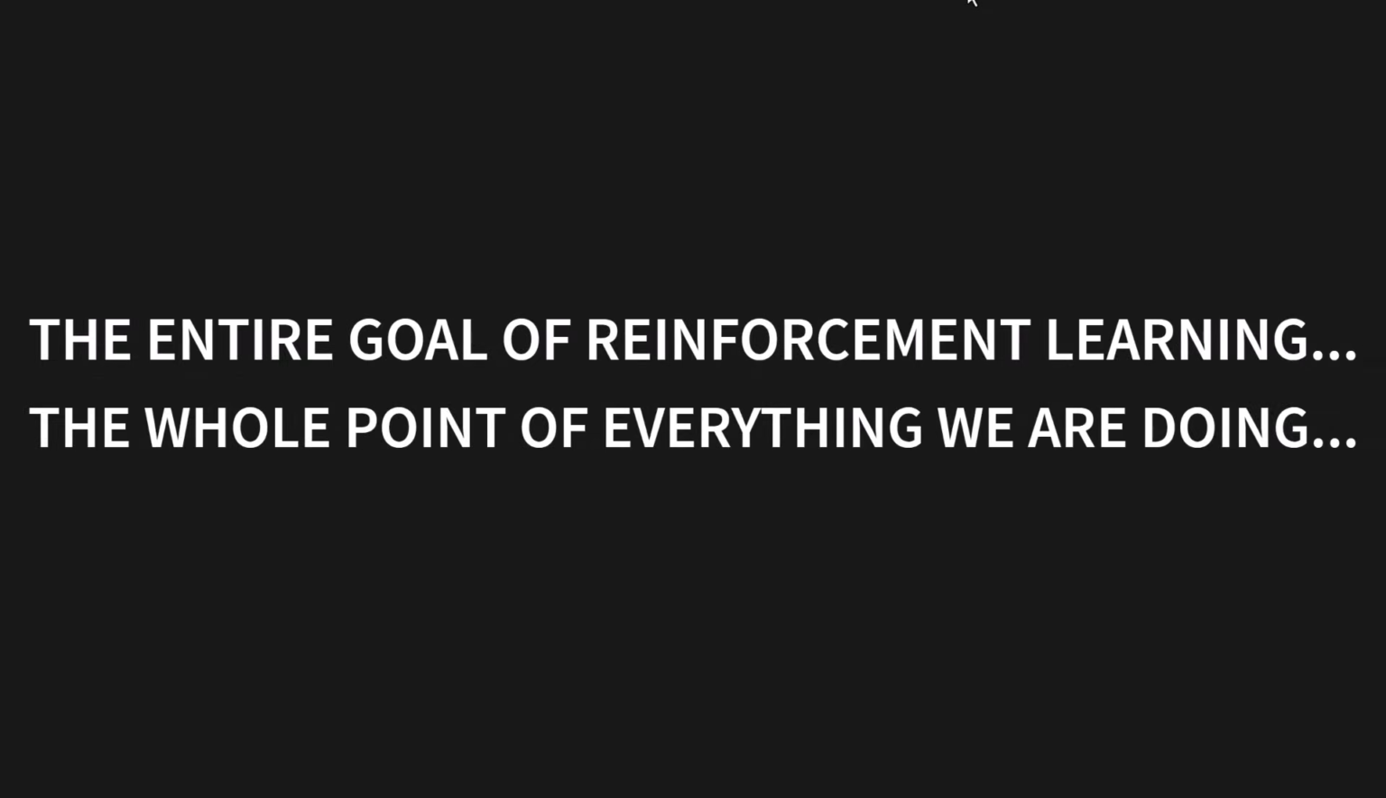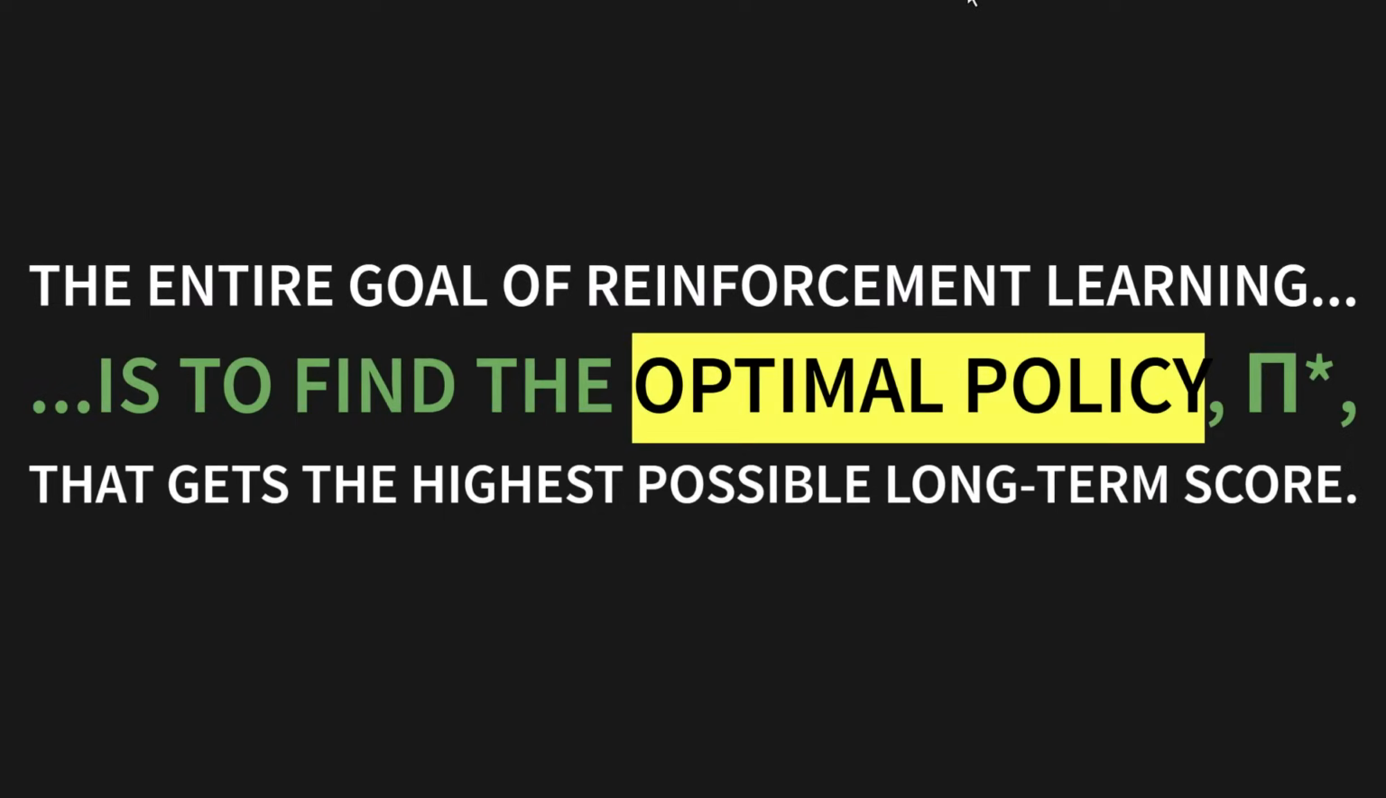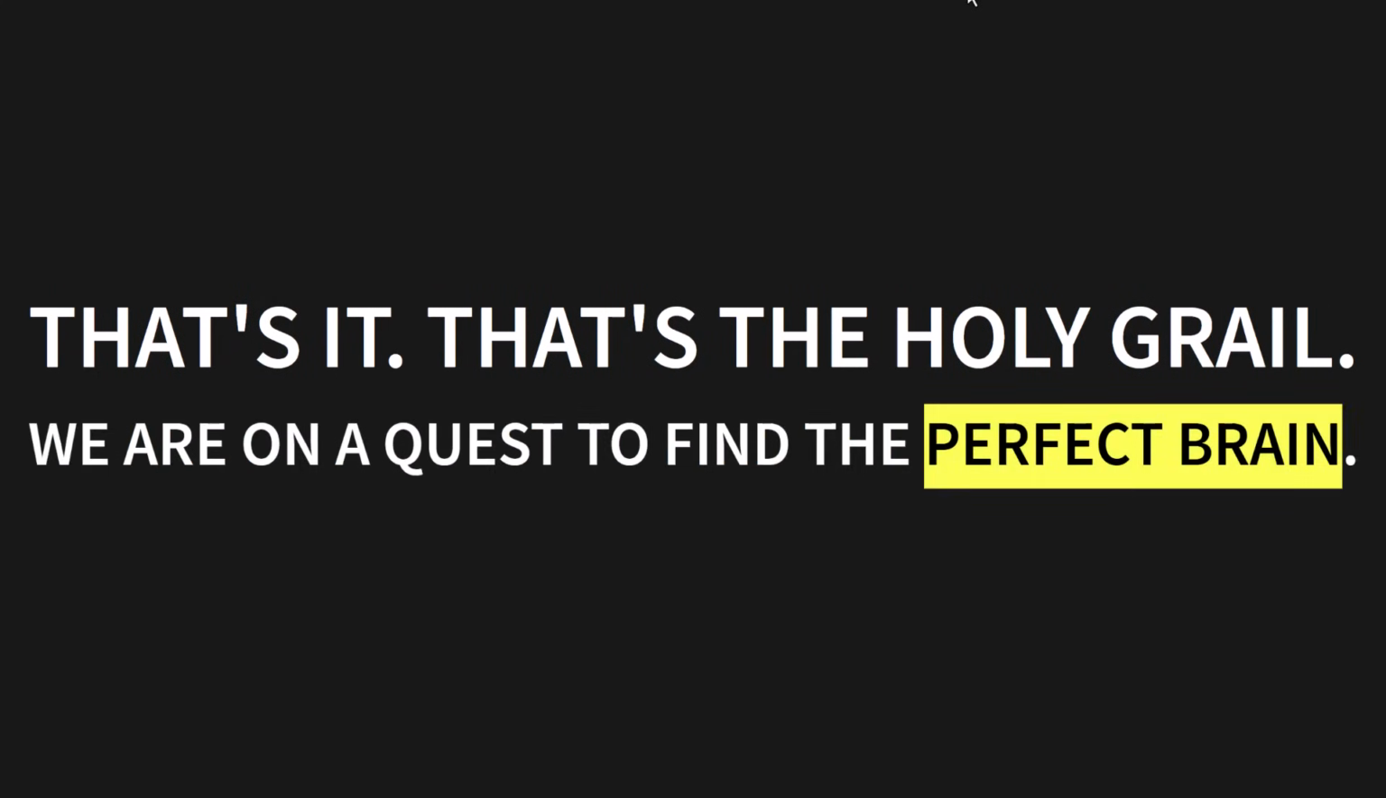And this brings us to the single most important sentence in this entire series. The entire goal of reinforcement learning, the whole point of everything we are doing, can be summed up right here. To find the optimal policy, pi star, that gets the highest possible long-term score. That's it. That's the Holy Grail. We are on a quest to find the perfect brain, the set of rules that on average produces the best outcomes.